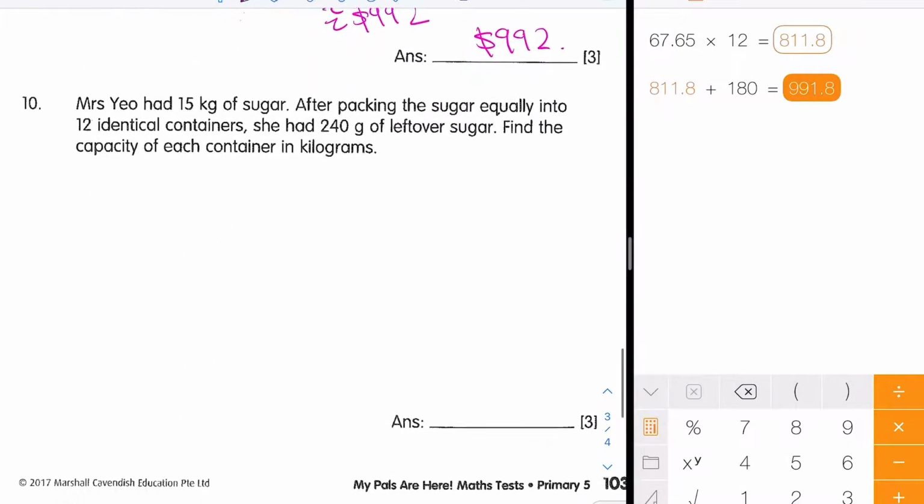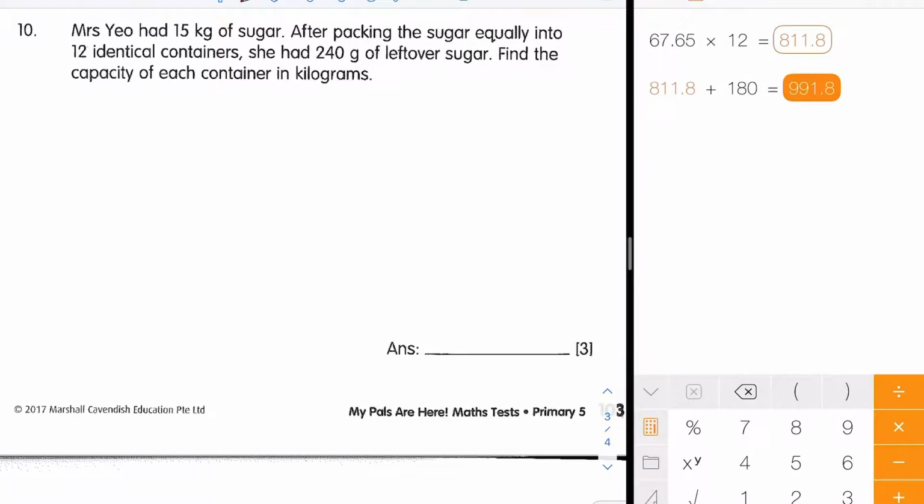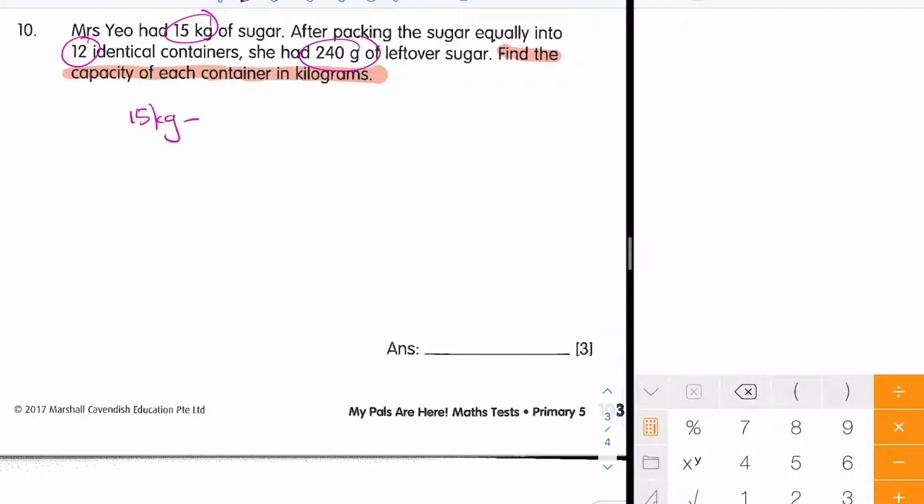Question 10. Mrs. Yeo had 15 kilograms of sugar. After packing the sugar equally into 12 identical containers, she had 240 grams of leftover sugar. So how much can each container hold? Find the capacity of each container in kilogram. So let's clear the calculator. So how much sugar did she pack all together? 15 kilogram minus 240 gram.